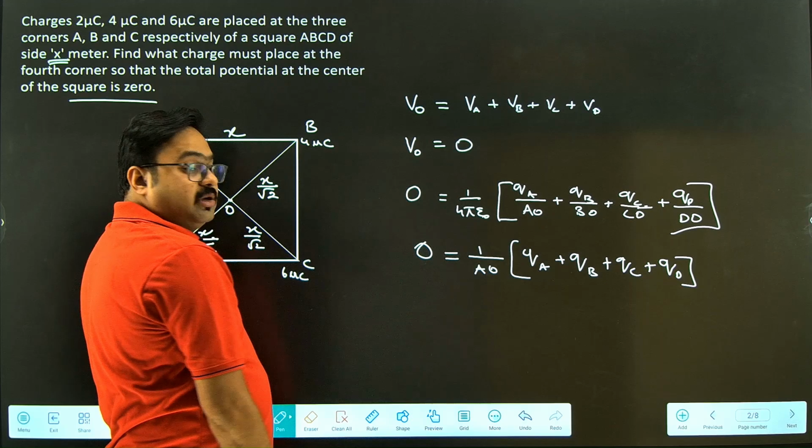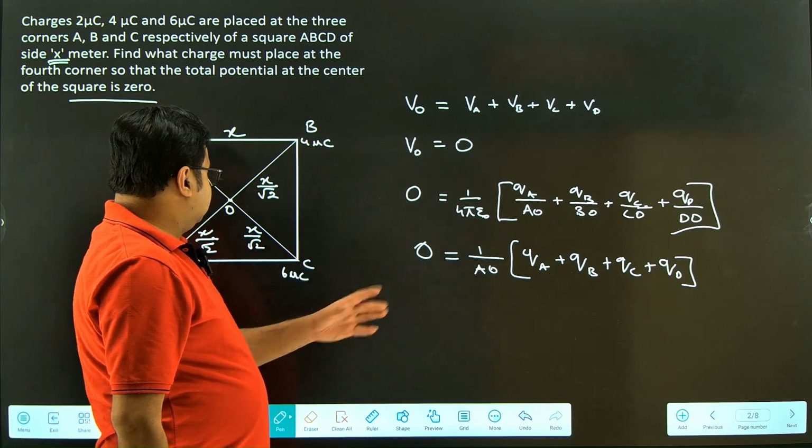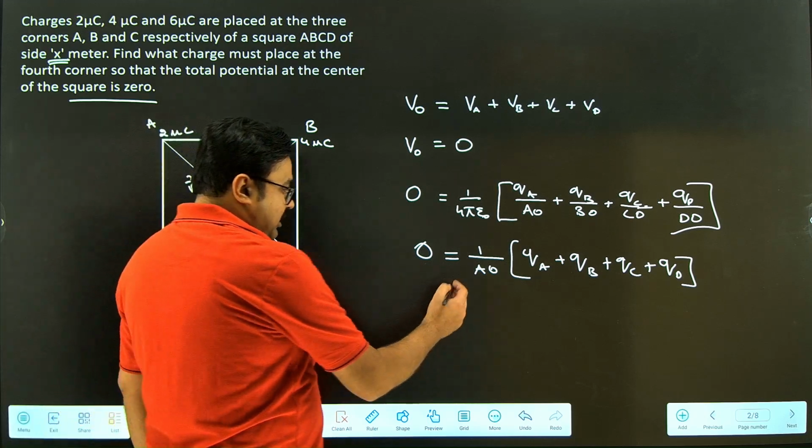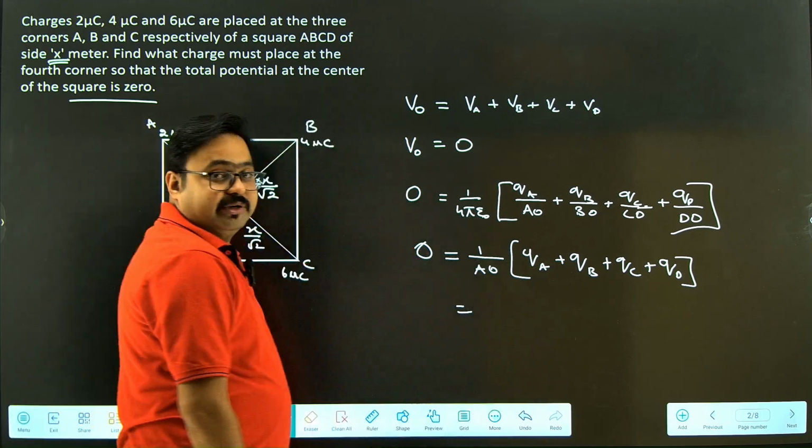and that should become equal to 0. Now AO is x by root 2, but then you send it to the other side, it will anyway become 0. It doesn't really matter. Let us start substituting now.